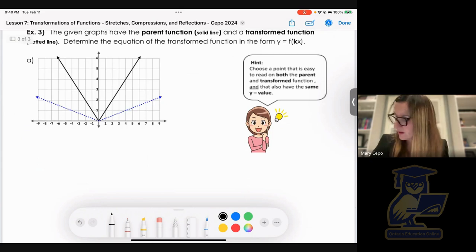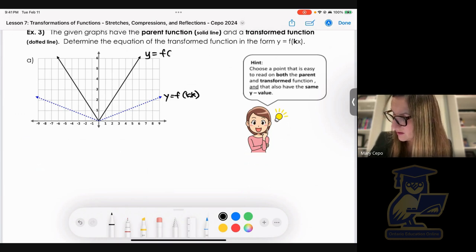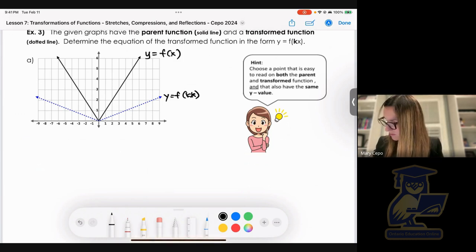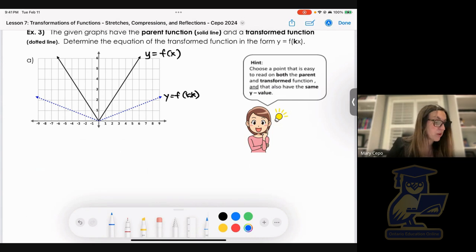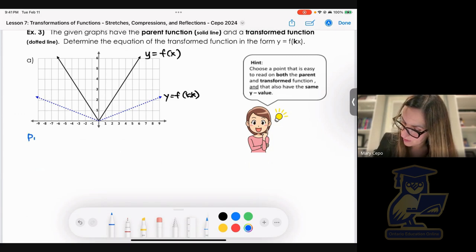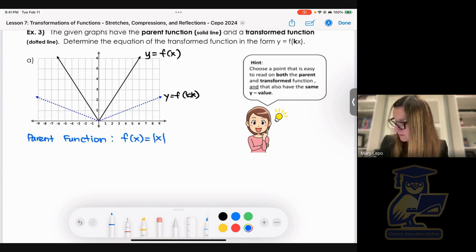Okay, so with that, I'm just going to identify, so we remember, the transformed function, which is y = f(kx), and this would be y = f(x). Going back to my blue, let's start with, of course, our parent function key points. We know this is the absolute value function, so we're going to state the parent function. That's always so important. Identify what function we're working with first. f(x) is equal to the absolute value function.